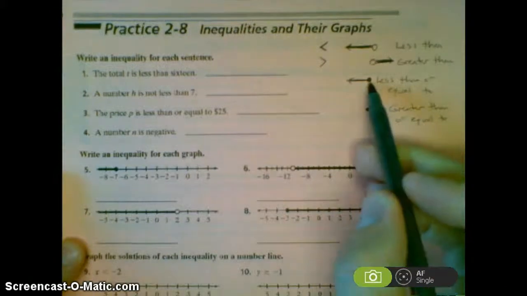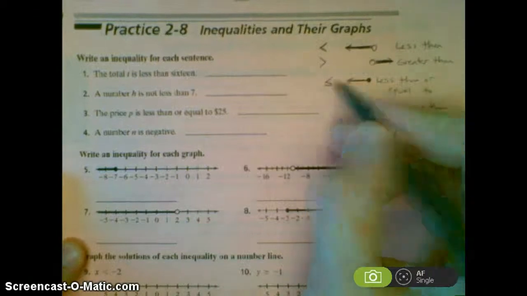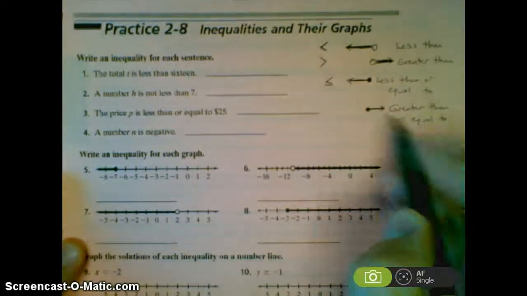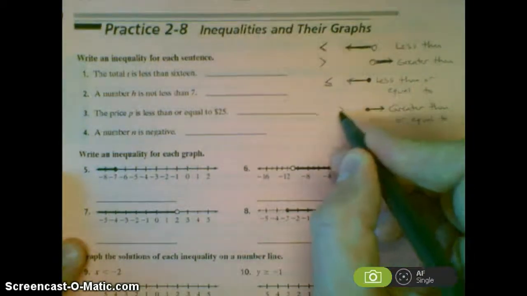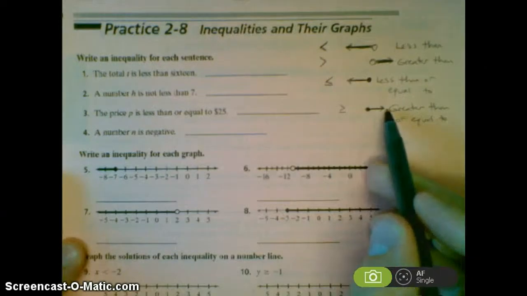Less than or equal to is a closed dot, like a filled in dot. Looks like that. And greater than or equal to looks like that. Another closed dot and an arrow.